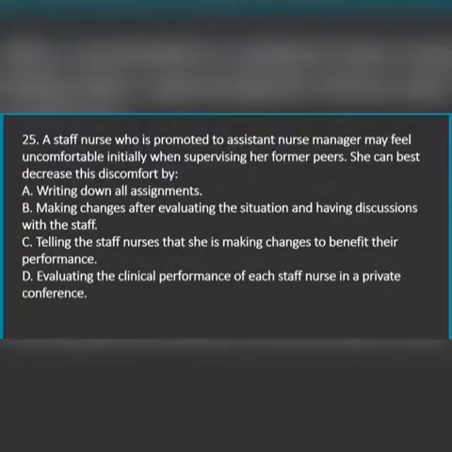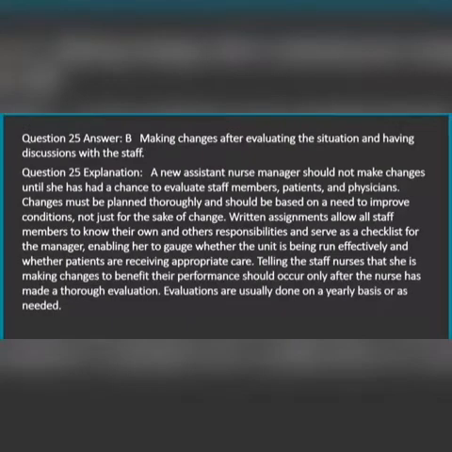Question 25. A staff nurse who is promoted to assistant nurse manager may feel uncomfortable initially when supervising her former peers. She can best decrease this discomfort by A. Writing down all assignments. B. Making changes after evaluating the situation and having discussions with the staff. C. Telling the staff nurses that she is making changes to benefit their performance. D. Evaluating the clinical performance of each staff nurse in a private conference. Question 25 Answer: B. Making changes after evaluating the situation and having discussions with the staff.